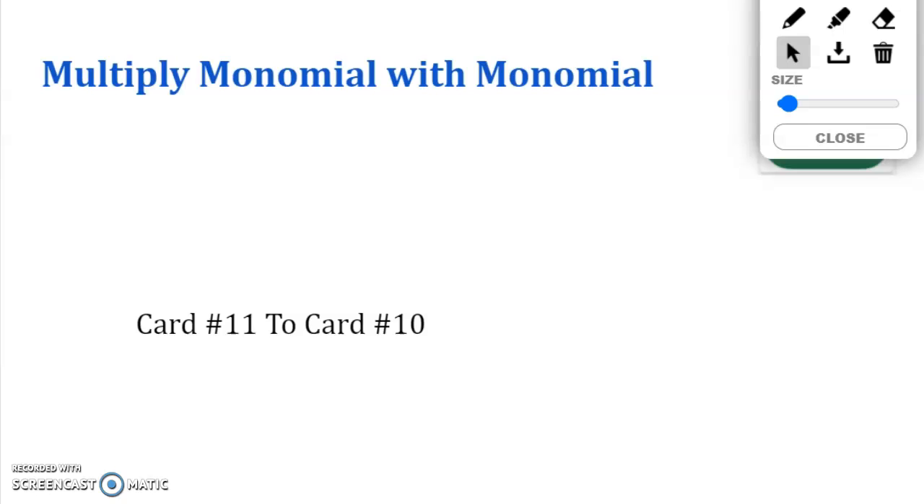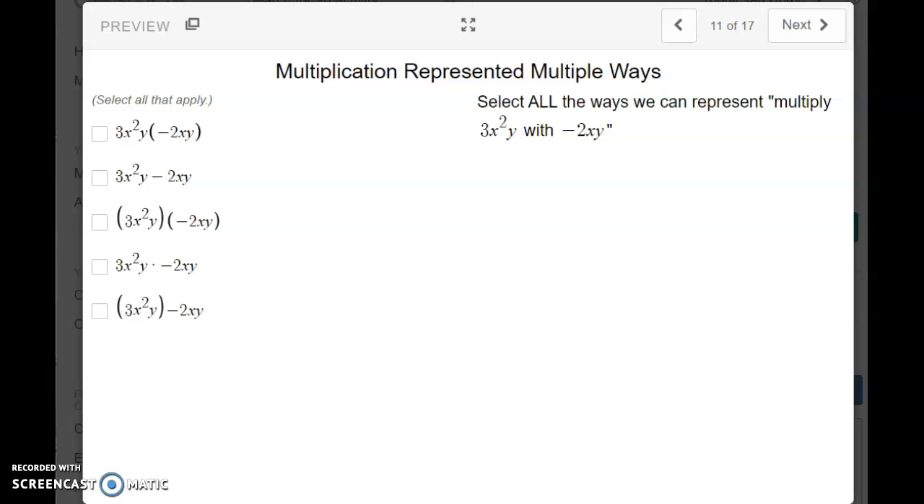Okay, so you are going to go to the rest of the Desmos activity now. Card 11 says select all the ways we can represent multiplying 3x squared y with negative 2xy. Well, negative 2xy, I can put in parentheses, so this would work, because parenthesis means multiply. If I just put it without the parentheses, this actually means subtract 2xy. So this is no longer multiplication. So this is no good.